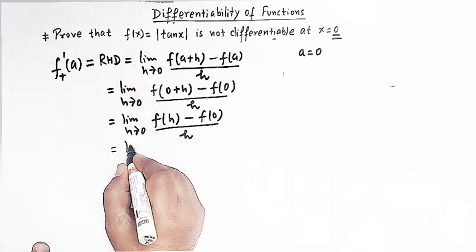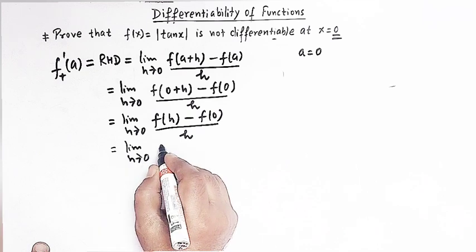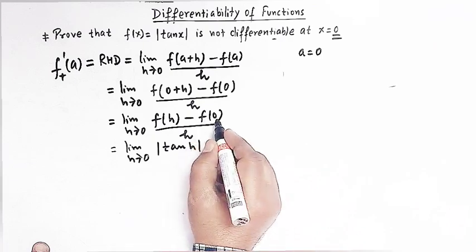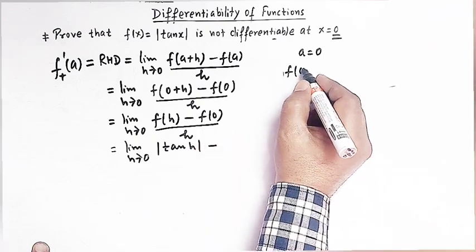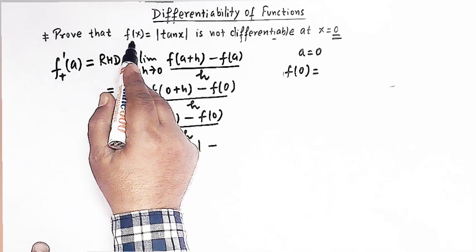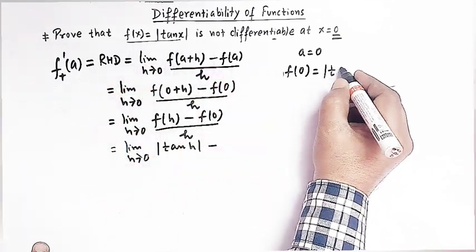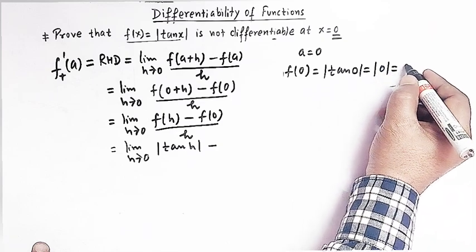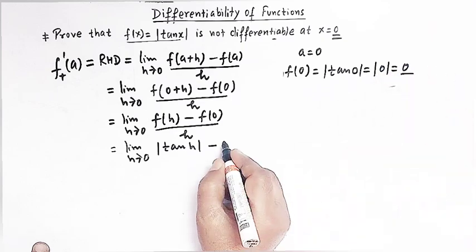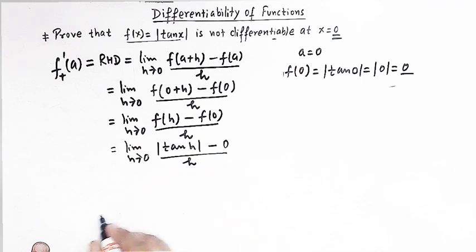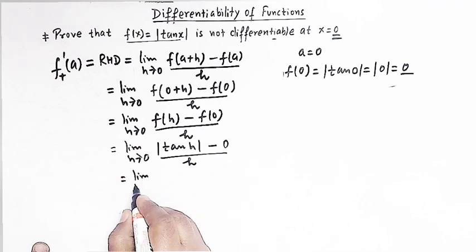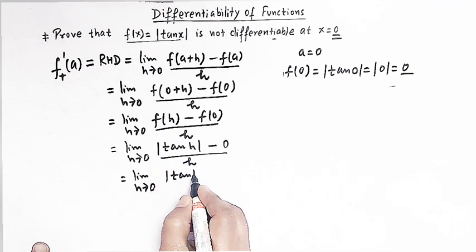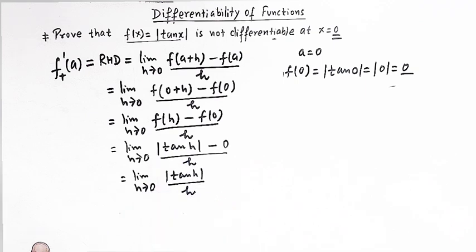So we have limit h tends to 0, mod of tan h, and here we have f of 0. Now f of 0 can be calculated by this function, so we have mod of tan 0, and tan 0 is 0, so mod of 0 is 0. So here we have 0 and here we have h. So now we have limit h tends to 0, mod of tan h divided by h.